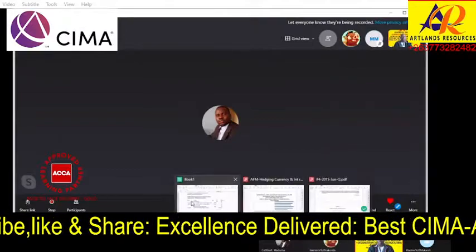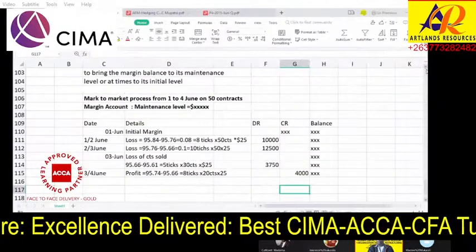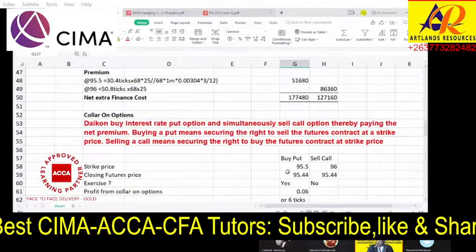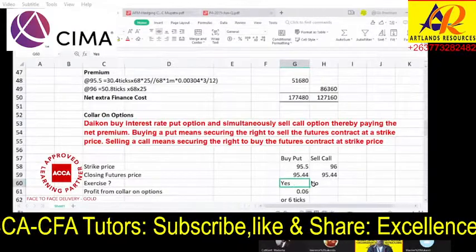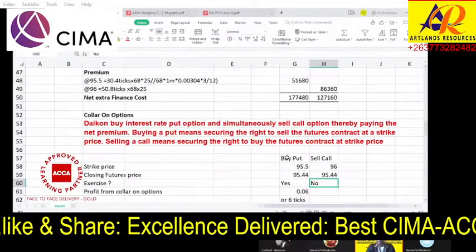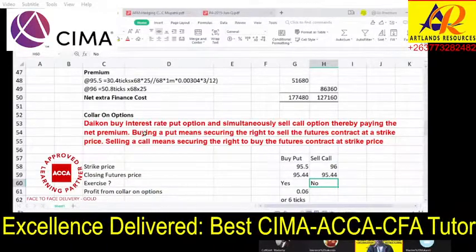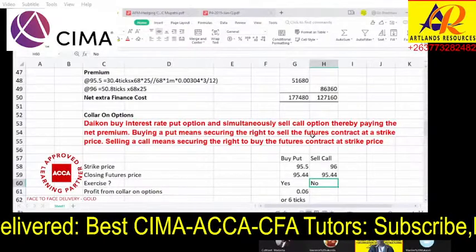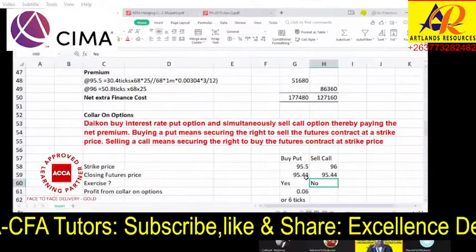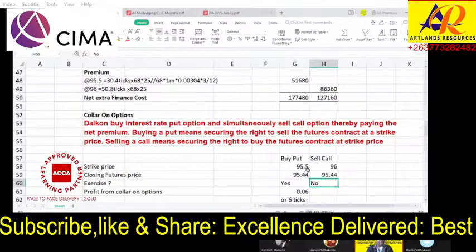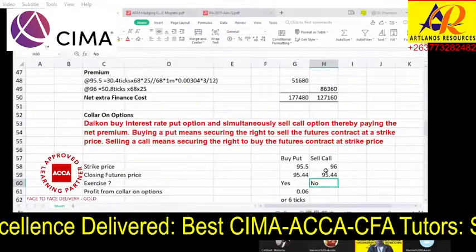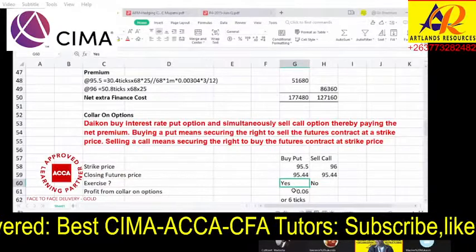But for you to get it right on collar on options, it all boils down to what I was saying on this part, which is shaded in red. Because this part shaded in red is the one which helped me to put these words, yes or no. For example, I'm asking, can I exercise the option or not? I need to know what it means to say buying a put. So I come to the notes, and I say buying a put means securing the right to sell futures contracts at a strike price. So I am asking myself, can I sell this futures contract at 95.44 or at 95.5? Because I have a right for that. I realized that it would be beneficial to sell it at 95.5. Because 95.5 is the strike price of the option, I am said to have exercised the option. No wonder I said yes there.